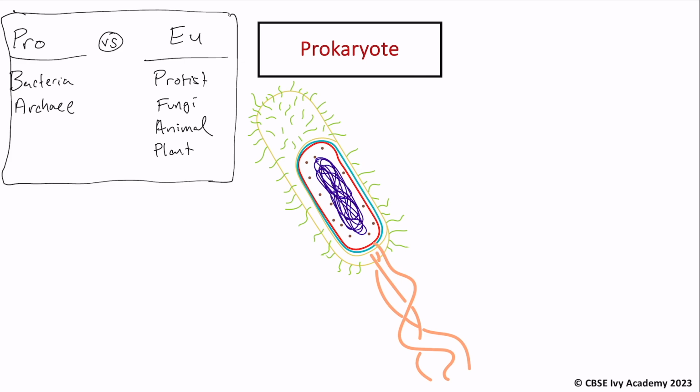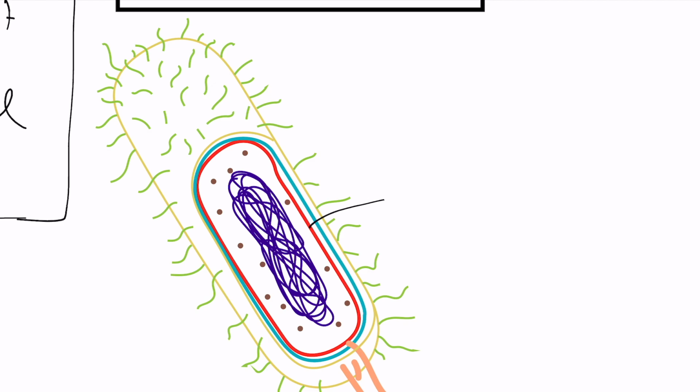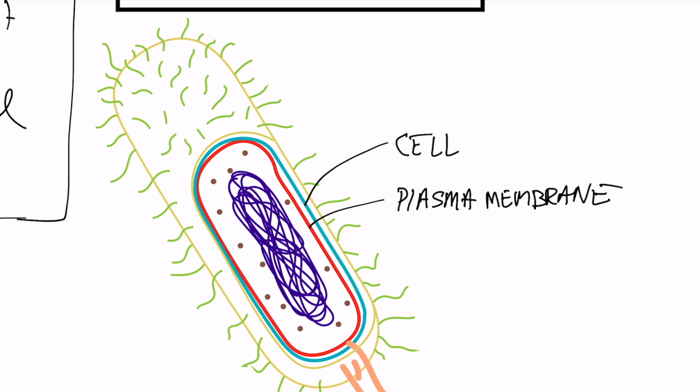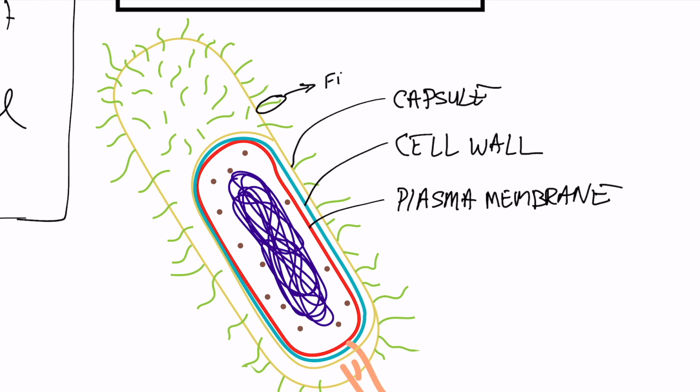So here are the basic components of the prokaryotic cell. In red, we have the plasma membrane, which encloses the cytoplasm. In teal, we have the cell wall, which is a rigid structure. And in gold, we have the capsule. And the capsule is a jelly-like substance that coats many prokaryotes. And there are these finger-like projections from the capsule called fimbriae.